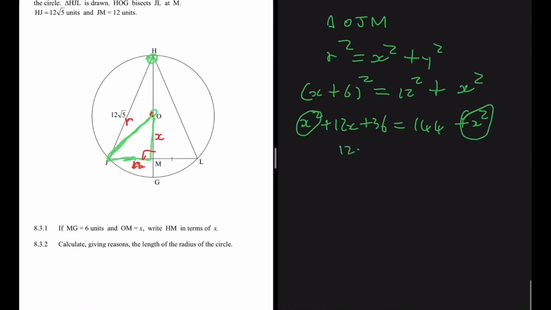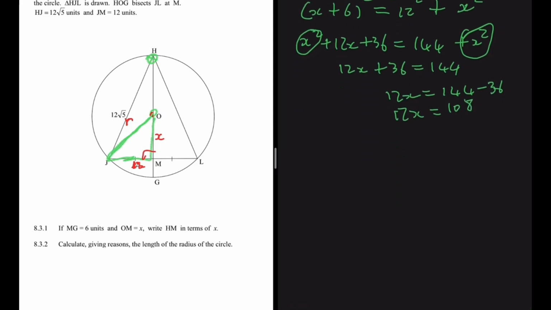We're going to be left with 12x plus 36 is equal to 144. So 12x is equal to 144 minus 36. So we have 12x being equal to 108. You divide both sides by 12, you get x is equal to 9, right? But then we're not looking for x, we're looking for r, right? And we know fully well that r is equal to x plus 6.